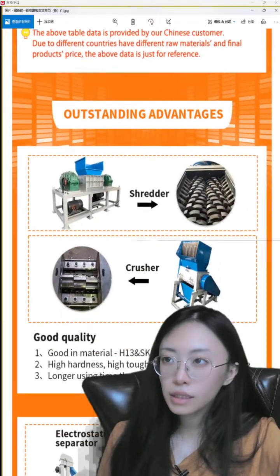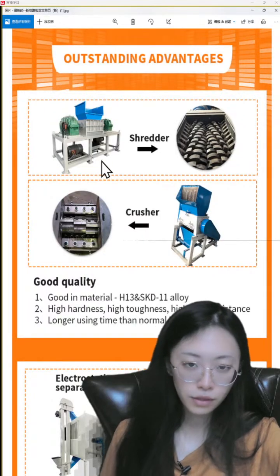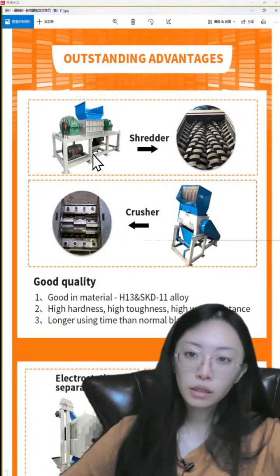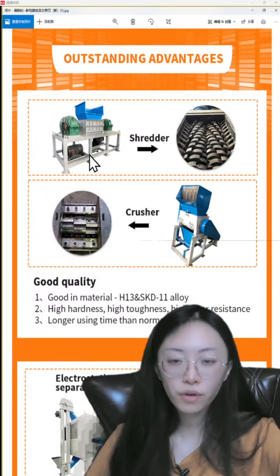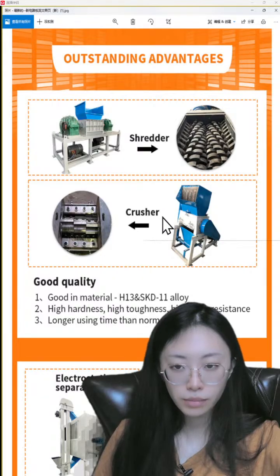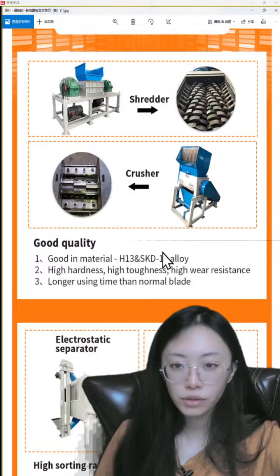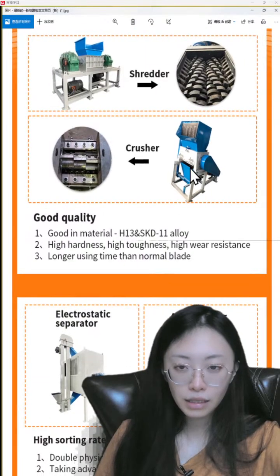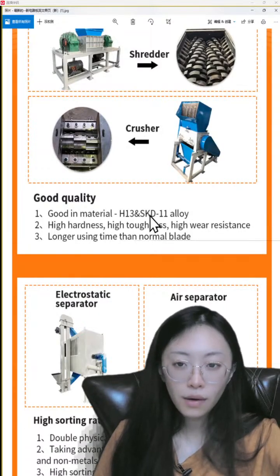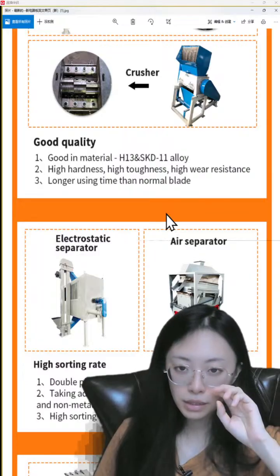Okay, you can see these are some details of our equipment. The first is the shredder. We will use this 813 model, which can directly crush the metals. And this is the hammer blade crusher. It uses magnetic alloy, which has high hardness, toughness, and high resistance.